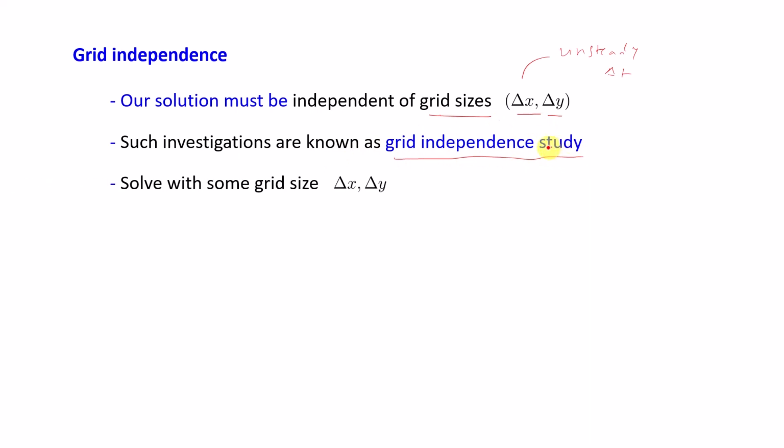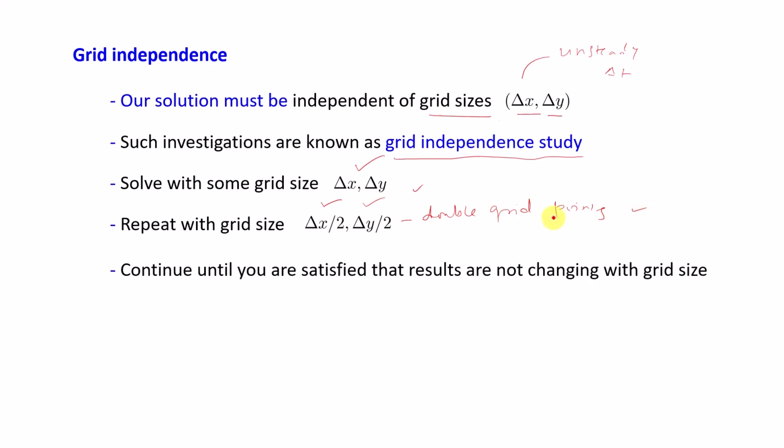The idea here is that we start with some grid size delta x, delta y, and then repeat with delta x by 2, delta y by 2. So it will double the number of grid points. And after doubling grid points, we check these results with these results. And we keep on doing this until we are satisfied that no more reduction of grid size is necessary. That is where we believe that the solution has reached grid independence.